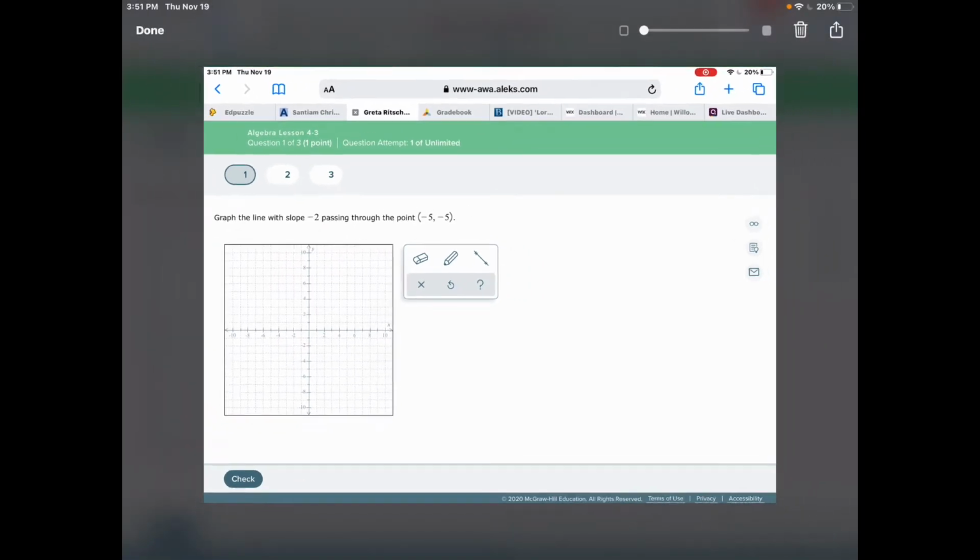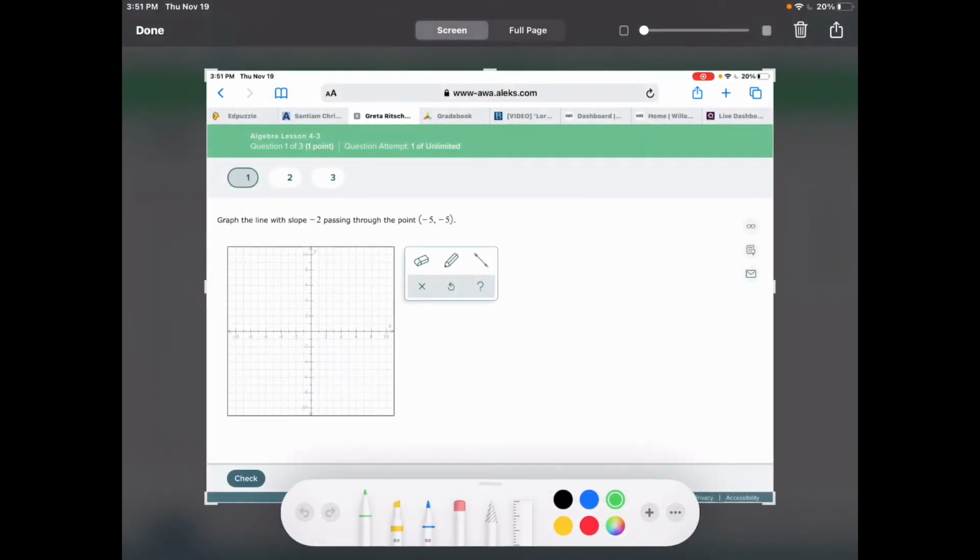In the first problem, we are asked to graph the line with slope -2 passing through the point (-5, -5). So I'm actually going to just find that point, (-5, -5). If I go over -5, it's like here, and then down -5. So it's right here. And then what I'm going to do is use that slope, -2. Rise over run means I am going down because it's -2, and then I'm going to run 1. So I'm going to go down 2, run 1, down 2, run 1, like that, and then I'll put a line through it.